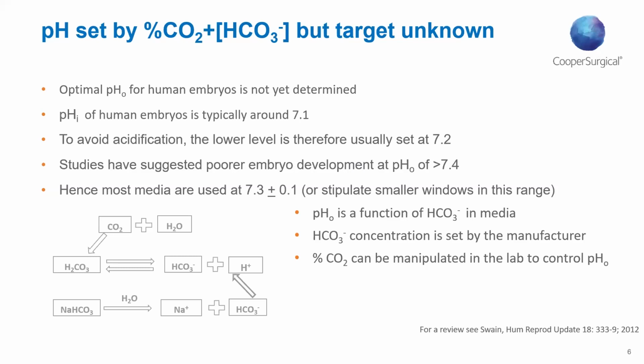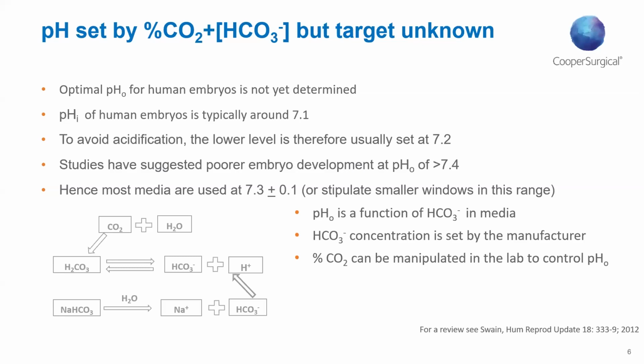And we know that there are studies that have suggested that embryo development is compromised if the pH goes above 7.4. So most commercially available media set the limits of pH between 7.2 and 7.4. And that's actually quite a wide range. And we should be aiming for a more specific and stable pH in our system.